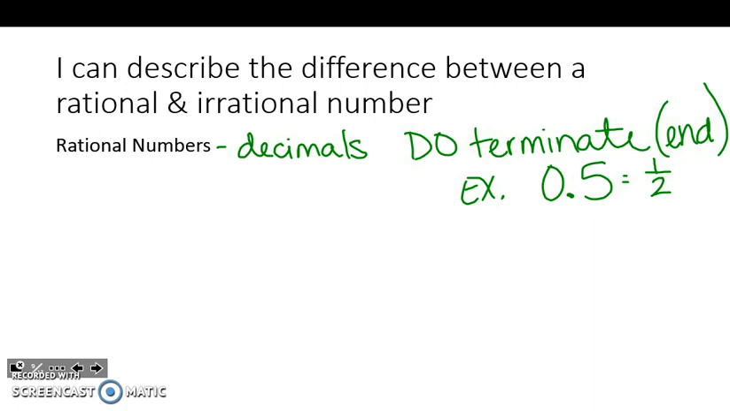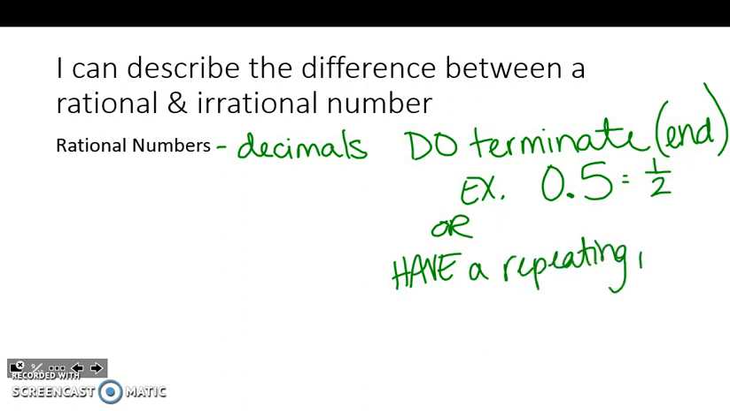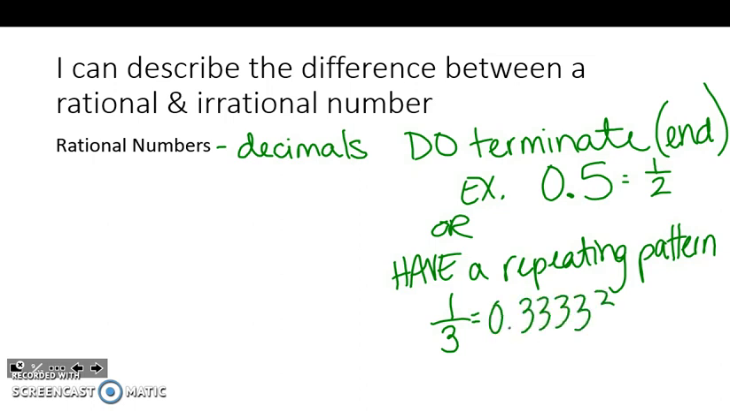Okay, or decimals that have a repeating pattern. Okay, so what I mean by that is if you type into your calculator 1 divided by 3, you're going to get 0.33333, and that goes on and on and on and on, okay?